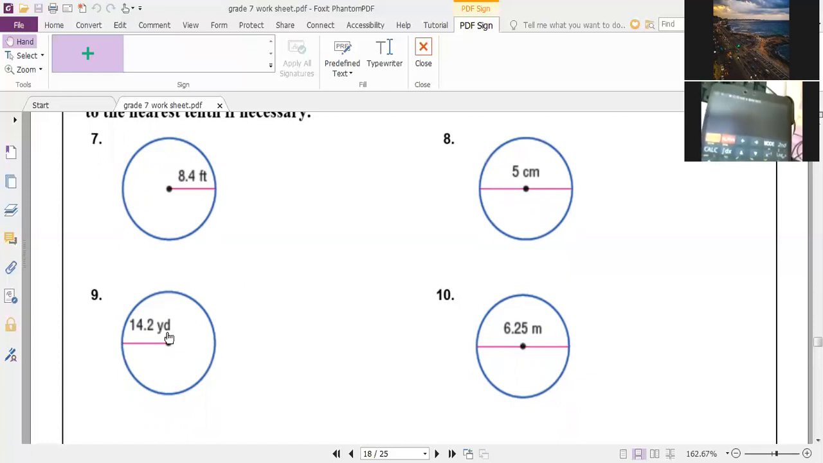Why do I call this one the radius? Because this is a line segment joining the center and any point on the circle. So in number 9, this one is called the radius because it joins the center and any point on the circle.